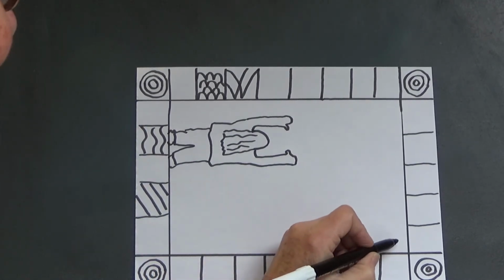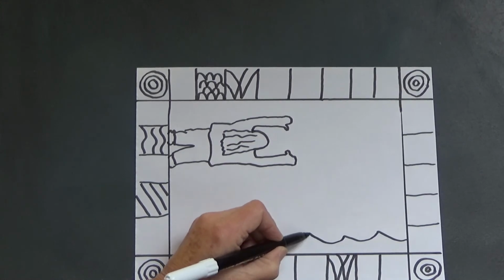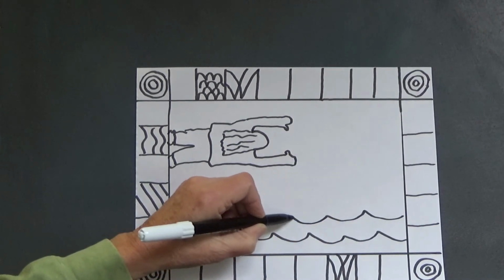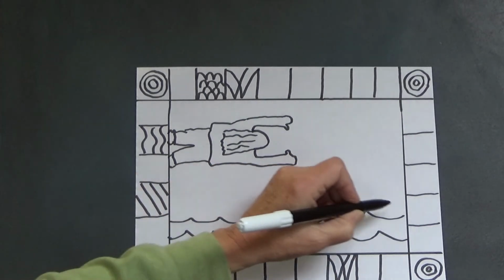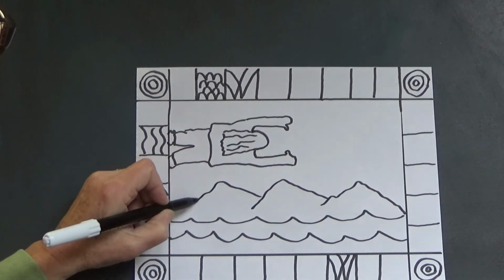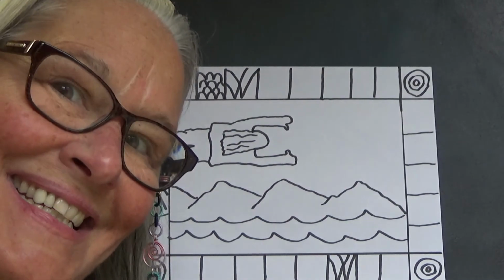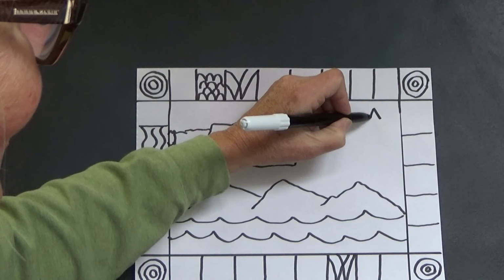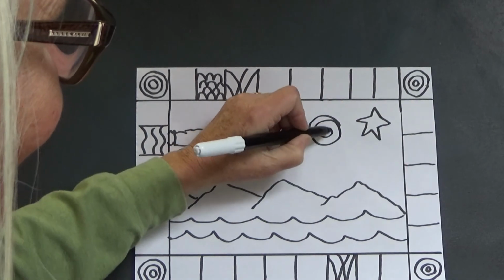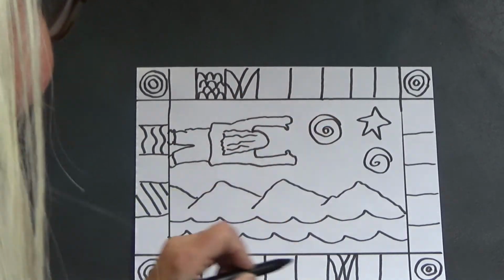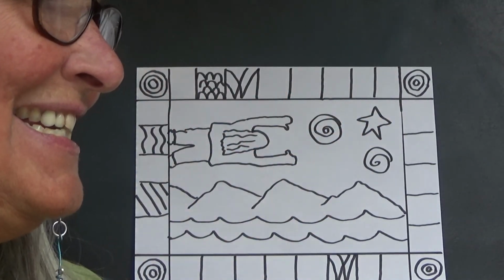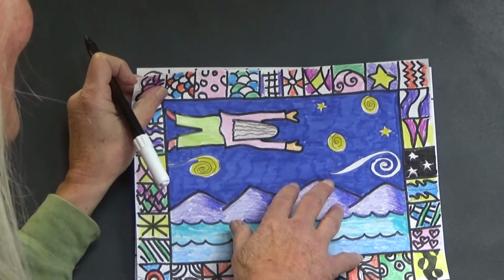And I said I wanted to go to the ocean, so I can draw an ocean. And I wanted to go to the mountains, so I'm going to draw some mountains. And she always flew at night, so I'm going to do some stars. Swirly Van Gogh-ish things. And then you're going to add color. So here's the end result again. Put it right up here for you.